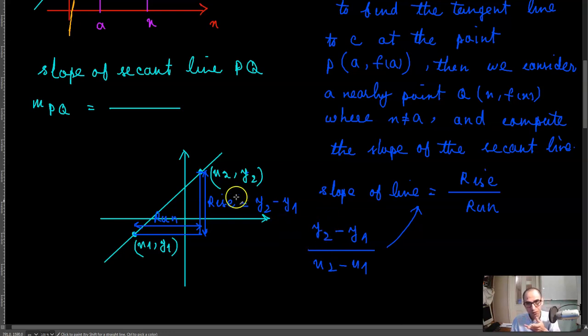So you can see that, for example, in the case of a straight line like this, the average rate of change between any 2 points is the same as the instantaneous rate of change at any point on the line, because the slope of the line is not changing. It's always the same, right?